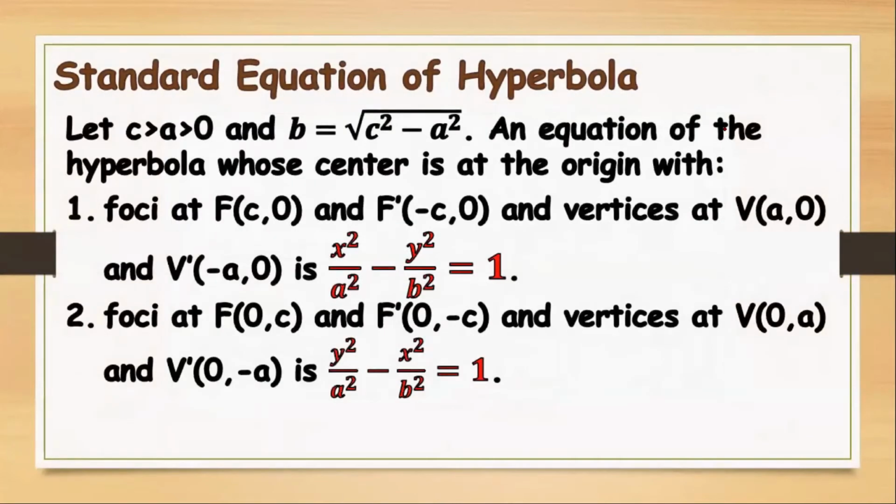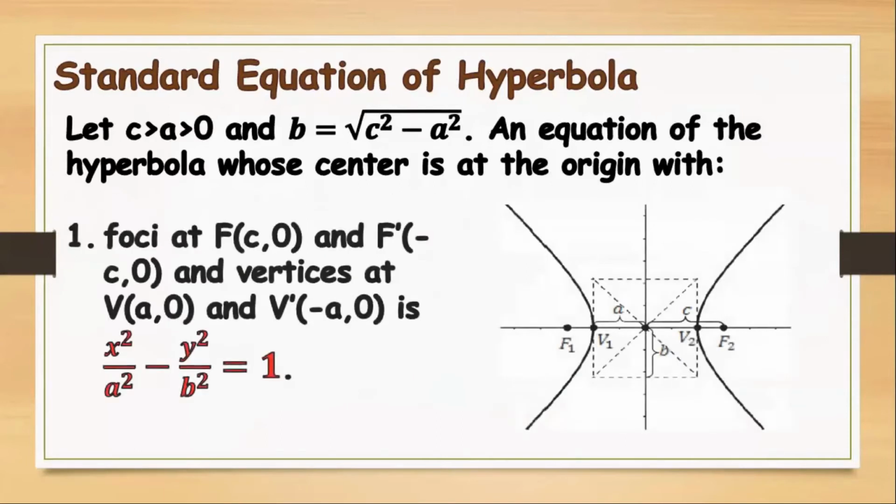Okay? So for the standard equation of a hyperbola, we have this equation. Let c greater than a greater than 0 and b equals c squared minus a squared. Then an equation of a hyperbola whose center is at the origin is this one if the foci and the vertices are found on the x-axis, and it is this one if the foci and the vertices are found on your y-axis. This is just a review of our past discussion.